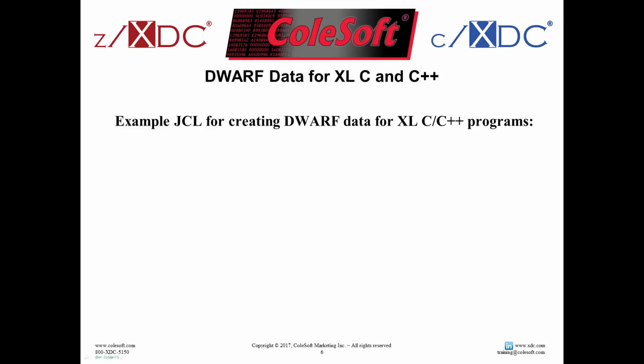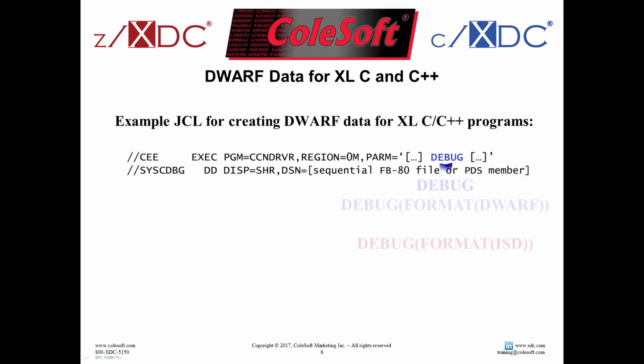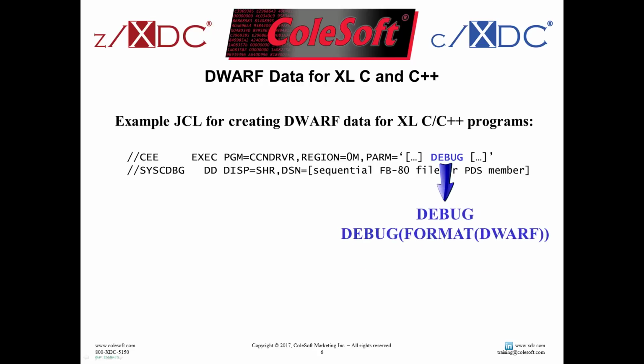For XLC and C++, you need to change the compiler JCL so that it will produce the Dwarf file. First, add DEBUG to the PARM field or compiler options. Ensure that FORMAT(DWARF) is implied or specified. cXDC does not support FORMAT(ISD). No other options are required. No other options are incompatible.